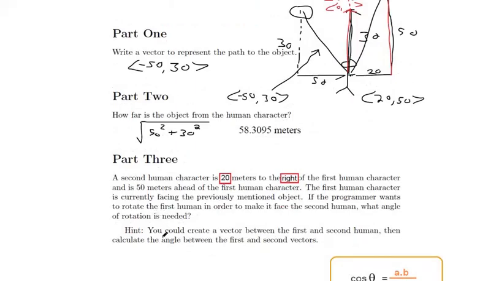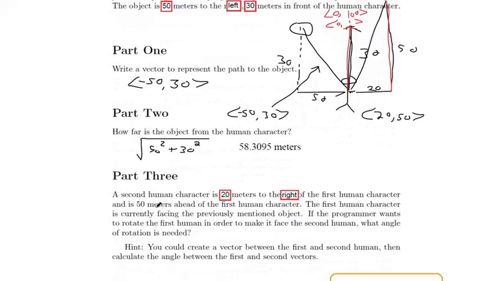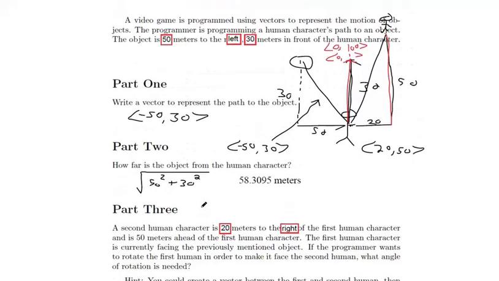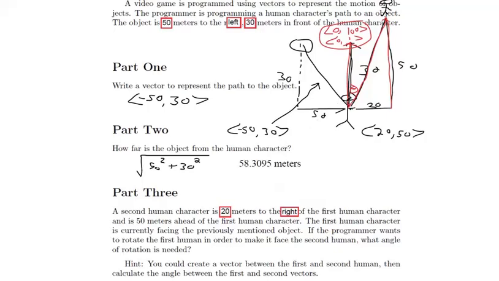Yeah, so the hint down here says you could create a vector between the first and second human. So this is bad writing. I should have written that the character is facing the first human. So I'll mark it correct no matter what people do. You could use this as your first vector. This is the second vector, and your goal is to find out the angle between them. If you do the problem that way, I'll mark it correct. Okay, but the hint is pointing you towards the character facing this object.